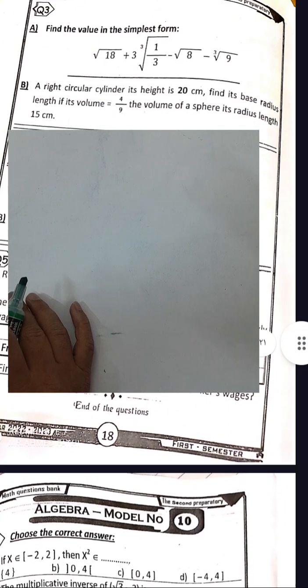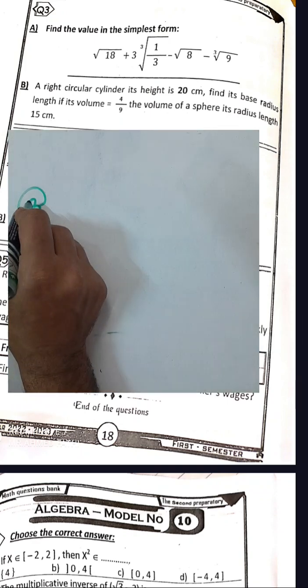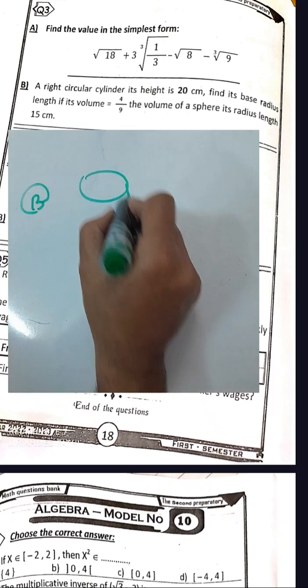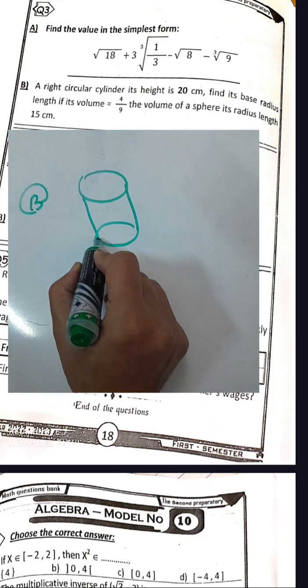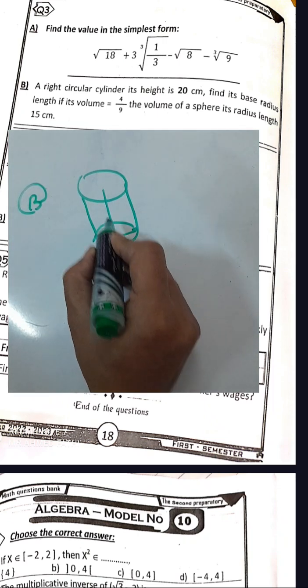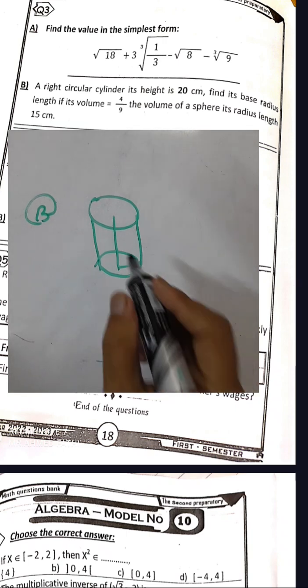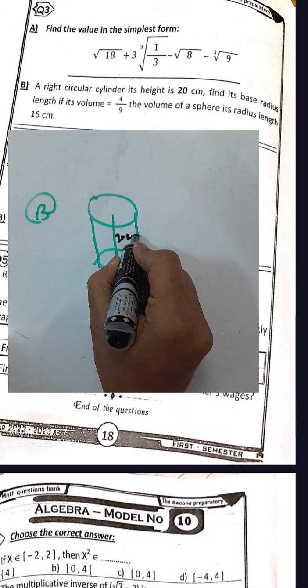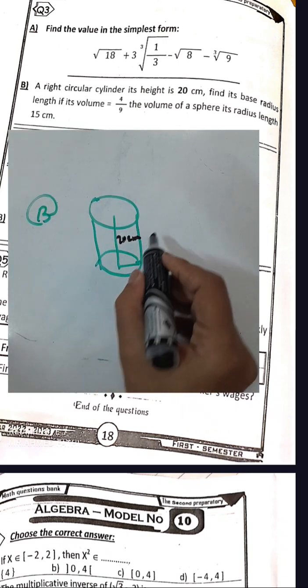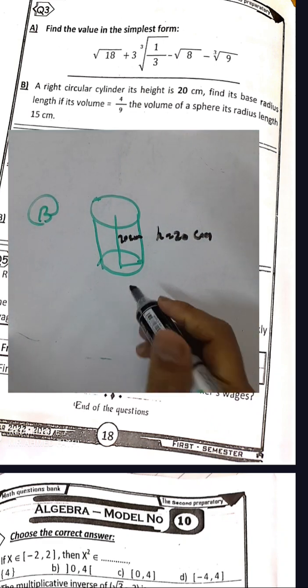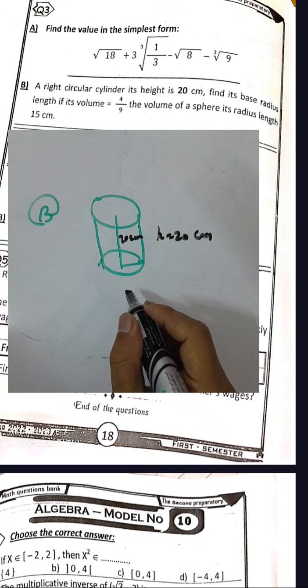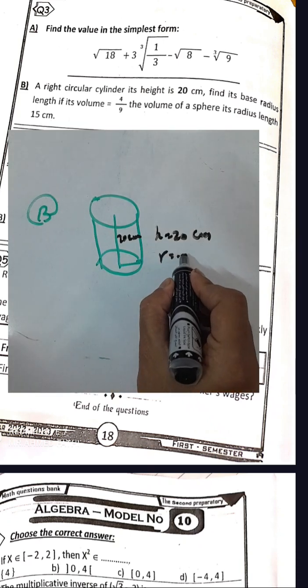Next question, number 3, letter B. We have a circular cylinder. The height was 20 centimeters. And the radius: find its radius. He wants to find the radius of the base.